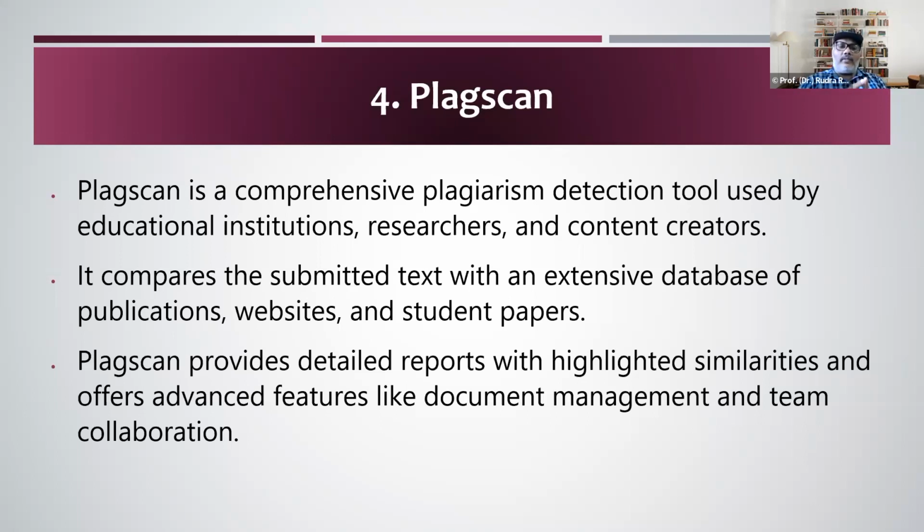So it compares the submitted text with an extensive database of publications, websites and student papers, which is the common term we are getting, because every software is checking publication websites and student papers. But how much is important: whether they are using a very limited database, or a very vast database like Turnitin or Authenticate. Plagscan can provide a detailed report with highlighted similarities and offers advanced features like document management and team collaboration, because Plagscan can also help you collaborate in teams. But this feature is not available in other software like Grammarly or some other alternatives. It is only available in Plagscan and CopyScape.